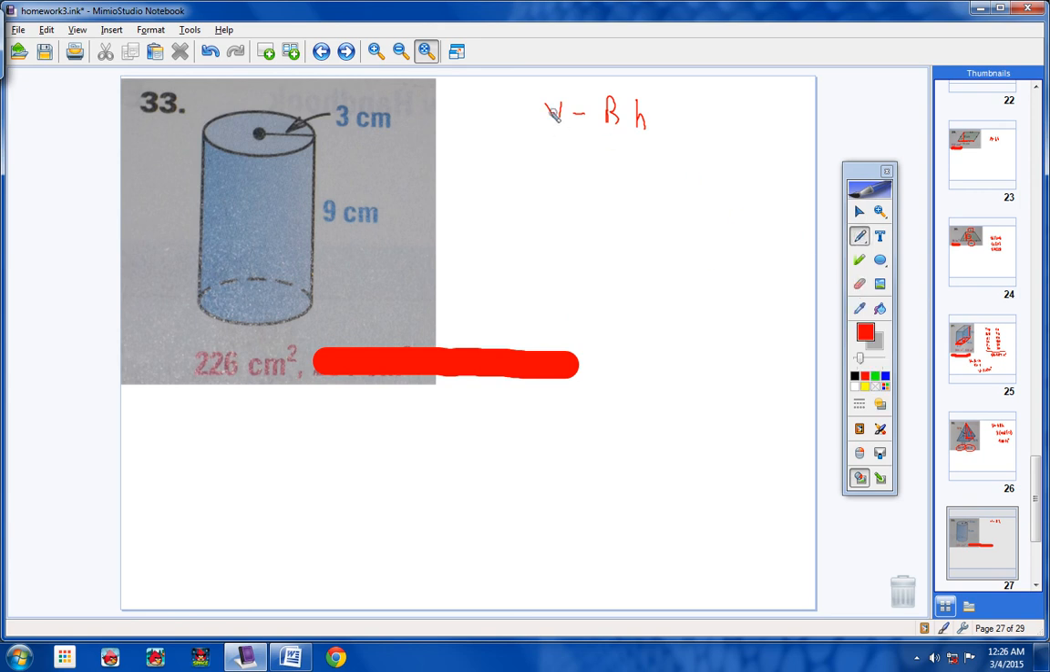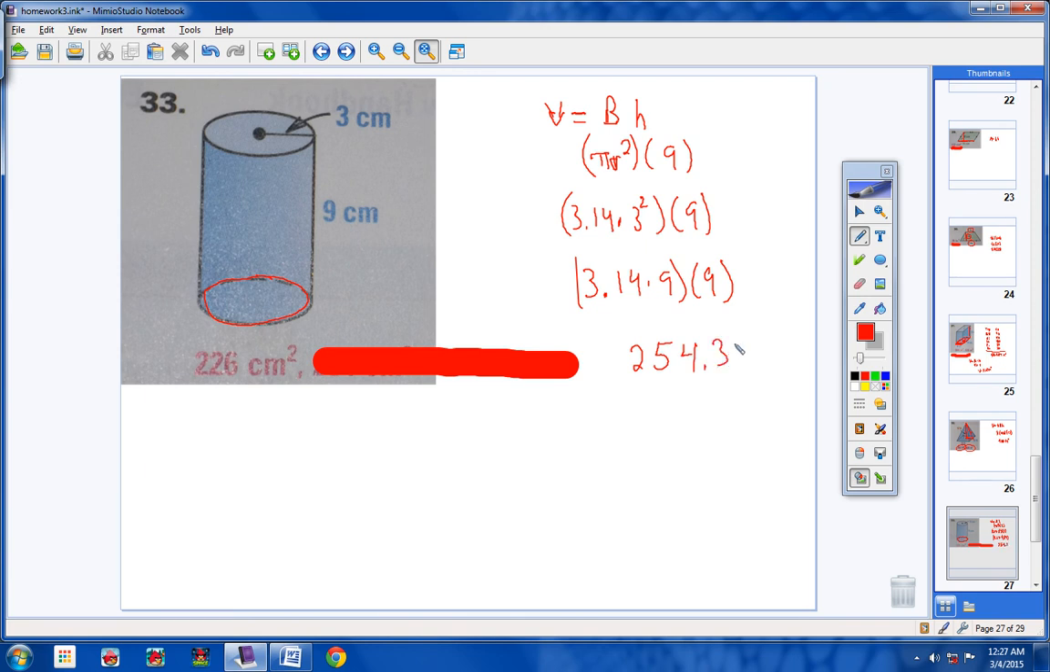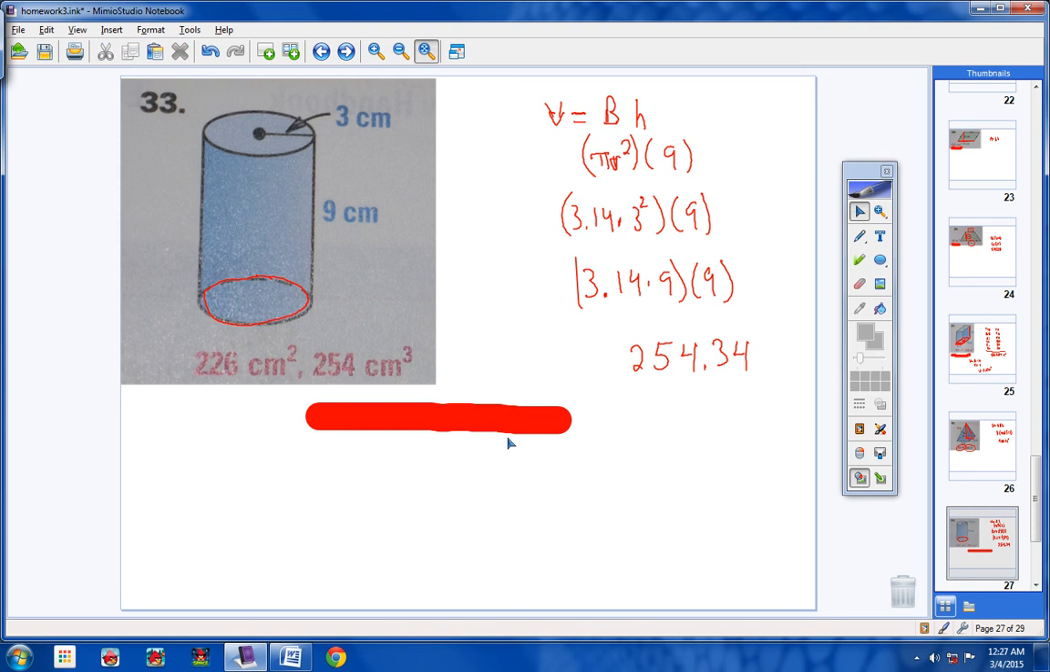The volume, of course, is area of base times the height. Now, our base is a circle, correct? So how do you find the area of a circle? Pi r squared. So in order to find the area of the base, we're going to do pi r squared. And then, of course, the height is 9. All right, so here we go. We have 3.14 times radius squared, and all of that times 9. Well, 3 squared is 9, so now I have 3.14 times 9, and then times 9. So here we go. 3.14 times 9 times 9 gives us 254.34. Round that to the nearest whole number, 254 cubic, because it's volume, cubic centimeters, or centimeters cubed.